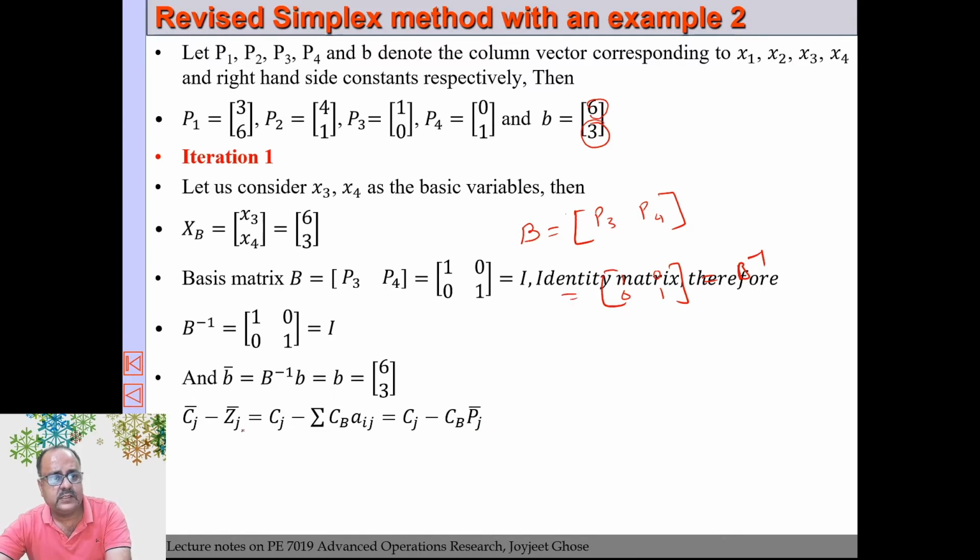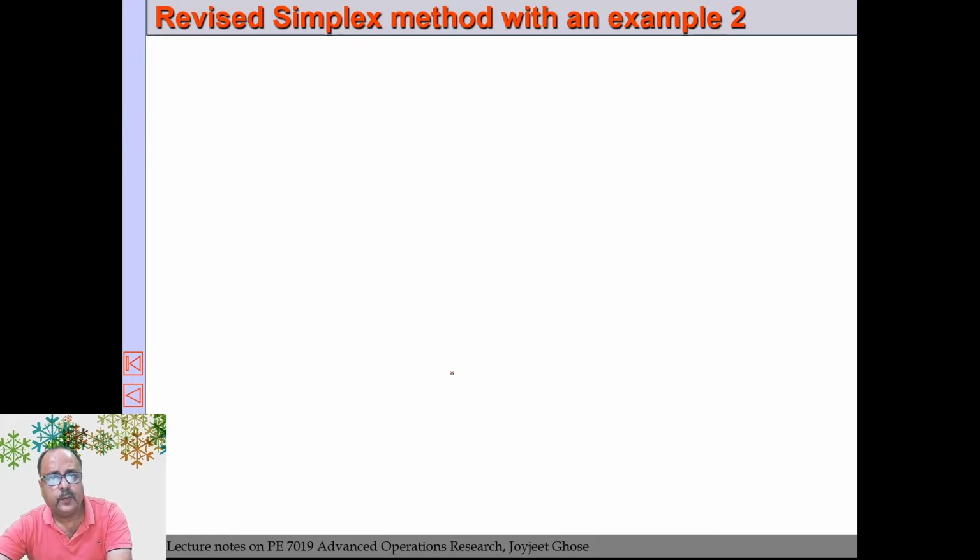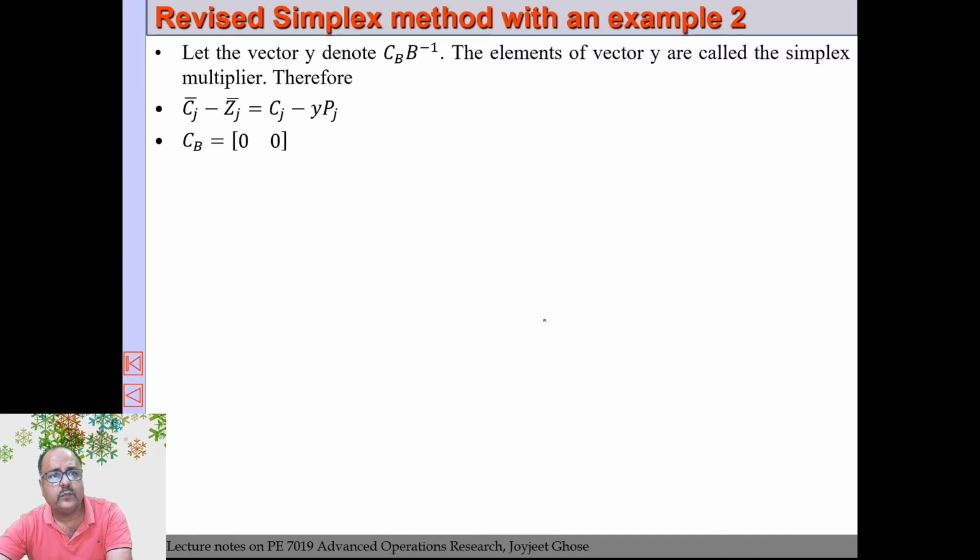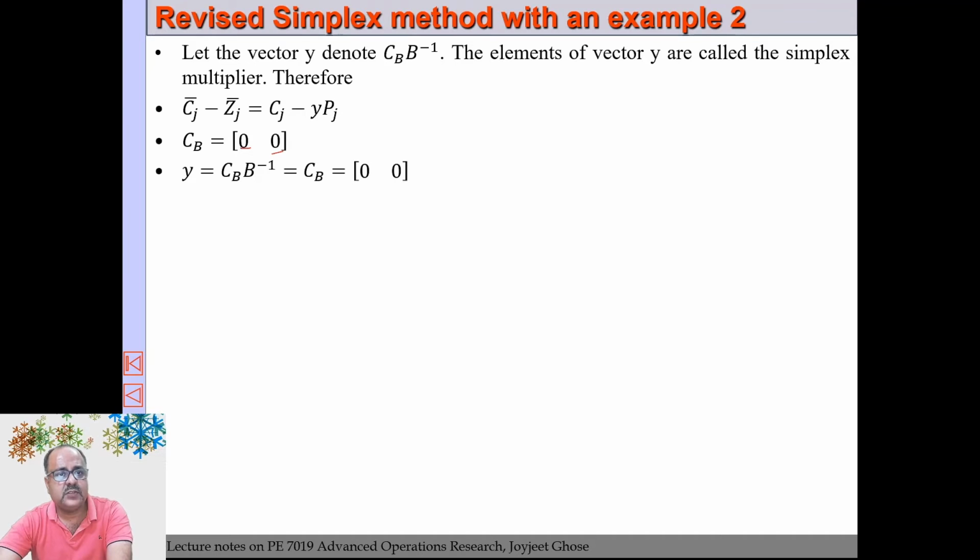Also we need to find CB in order to find Cj minus Zj. CB in this case is a row matrix, 0, 0. We have intentionally taken a row matrix while the others are column matrices. CB is 0, 0 because the coefficient of x3 in the objective function is 0 and the coefficient of x4 in the objective function is 0. So we'll find y equal to CB times B inverse. B inverse is basically the identity matrix, so y is equal to CB, which is 0, 0.